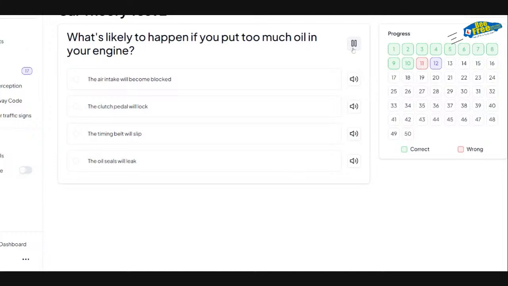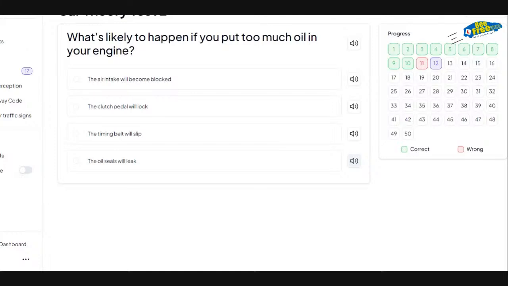What's likely to happen if you put too much oil in your engine? The air intake will become blocked. Oh dear. The clutch pedal will lock. The timing belt will slip. The oil seals will leak. Okay, right. I haven't gone through these questions. I'm just doing them live in front of you right now.